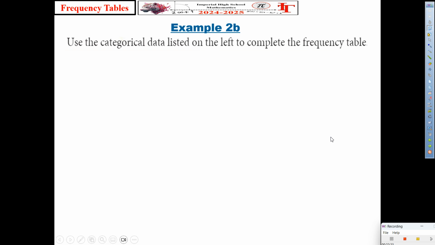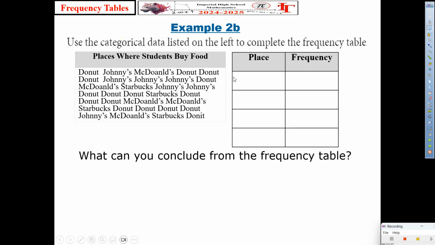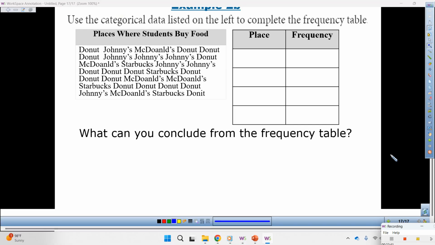Copy this one on your notes, please. Example 2B. Don't copy all the data. Copy the frequency table to get started. I'm going to send this one to your screen on Nearpod so you can start crossing out the data and start getting your frequency down. Copy. All right, should be just about done by now.